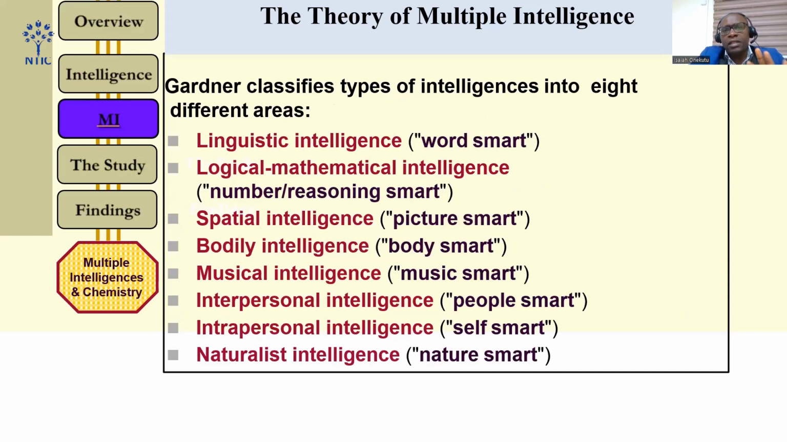Now, Gardner classified intelligence into 8 different areas. The first one, which I mentioned before, is the linguistic intelligence, which means the learners are word smart. They are good with words. They can read, they can interpret words, and they can do things with words. We have the logical-mathematical intelligence, which is number-based. They can reason smartly. They are very sharp when it comes to solving and analyzing mathematical problems. They are very, very good at that.